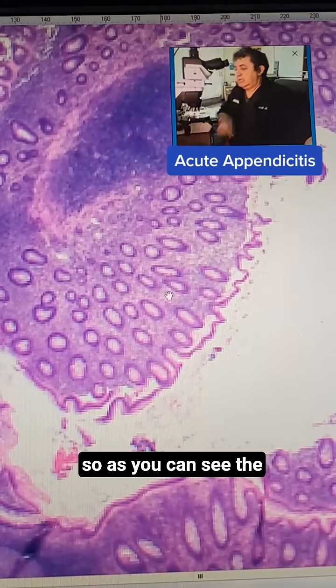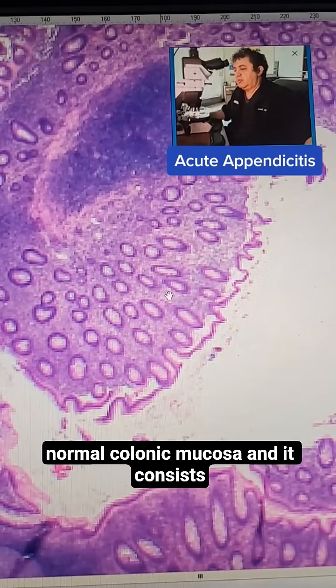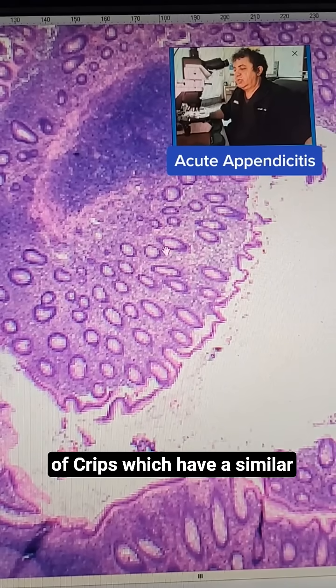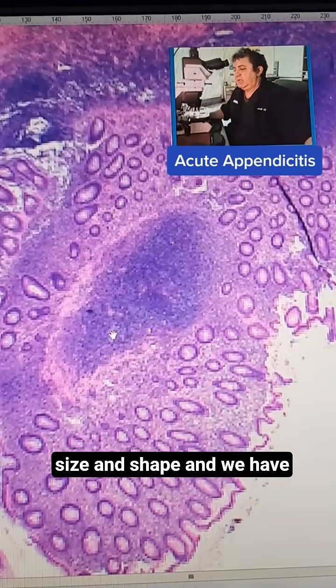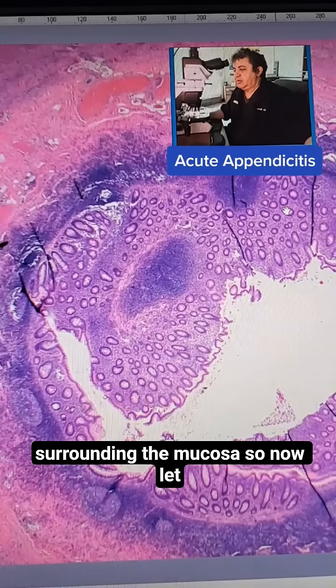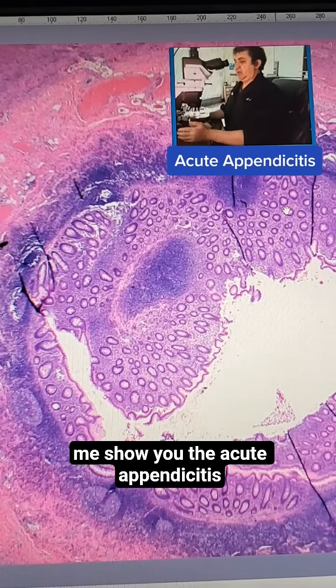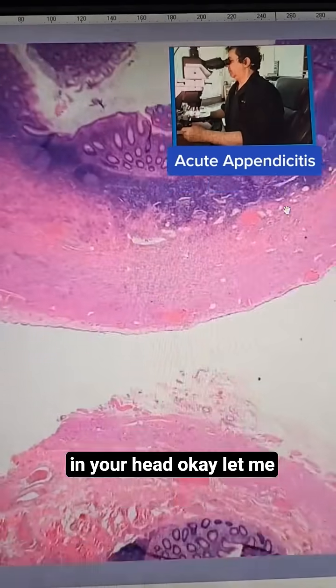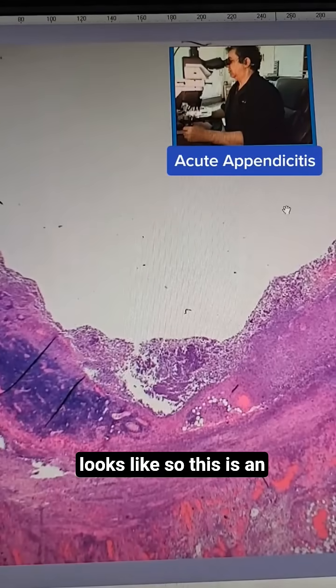So as you can see, the mucosa of the appendix is a normal colonic mucosa, and it consists of crypts which have a similar size and shape, and we have also this very dense lymphoid aggregate surrounding the mucosa. So now let me show you the acute appendicitis. Now if you keep this picture in your head, let me show you what the acute appendicitis looks like.